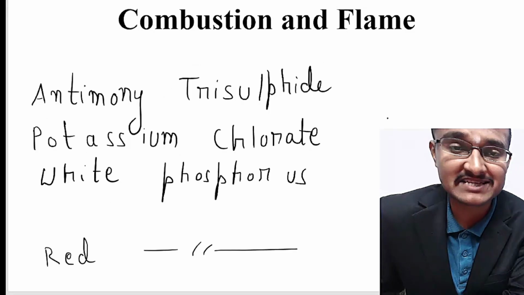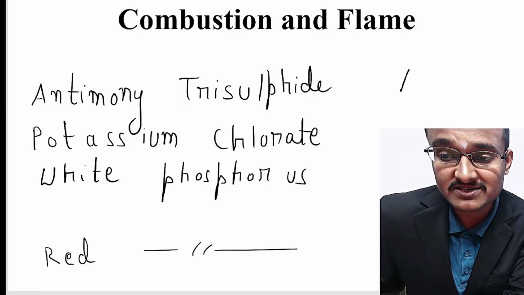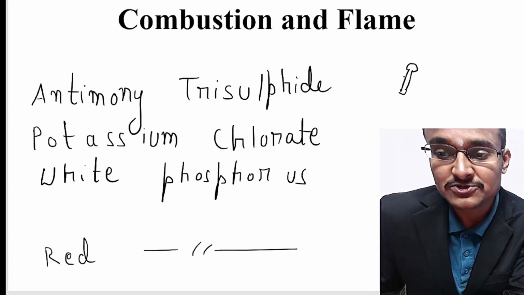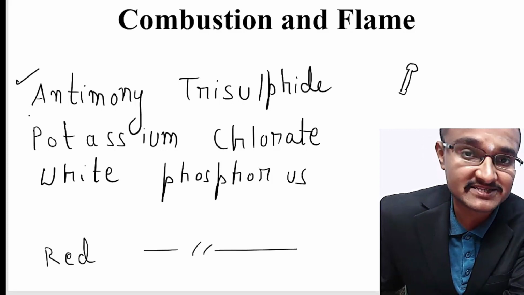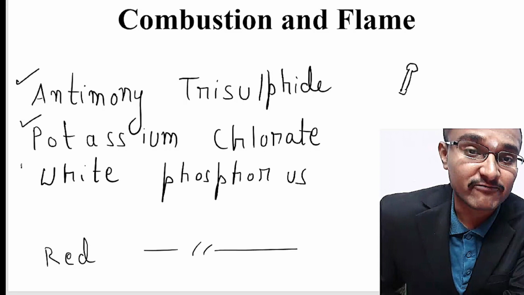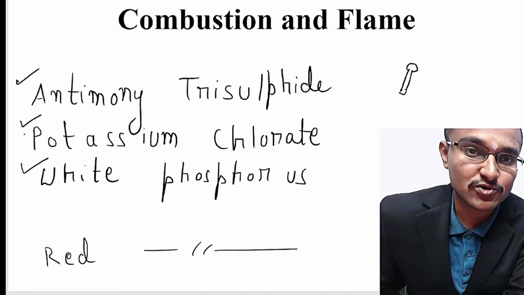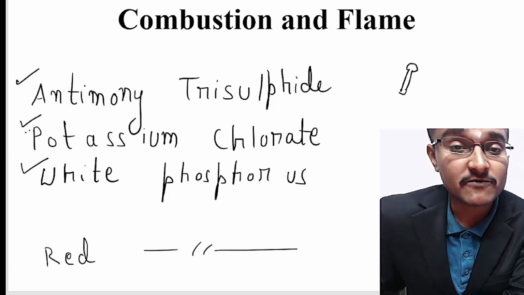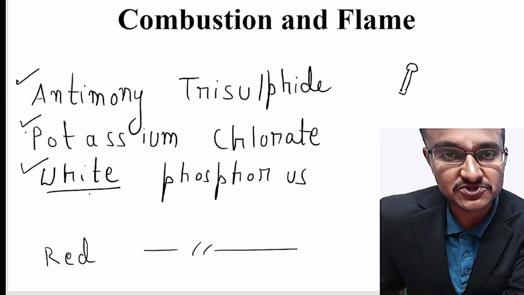You might be using matchsticks in your home for lighting various things. So what does the matchstick end contain? You can see a black colored part stuck to the end of the matchstick. This black end contains antimony trisulfide, potassium chloride and, in olden days, white phosphorus. Antimony trisulfide and potassium chloride react together and hence combustion happens. For this to give enough heat energy, white phosphorus was used.